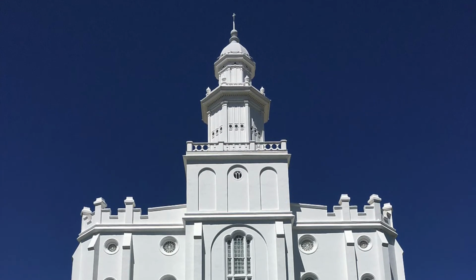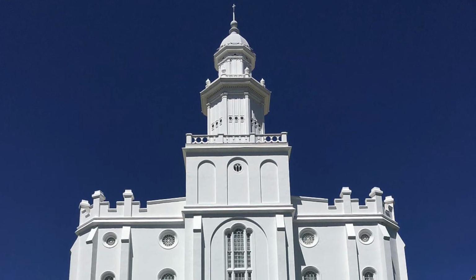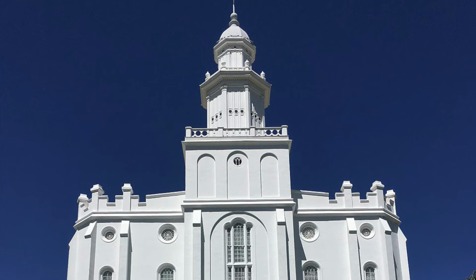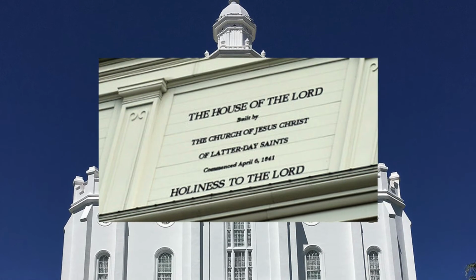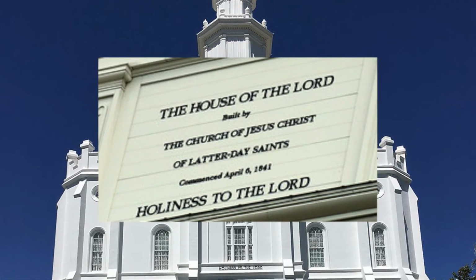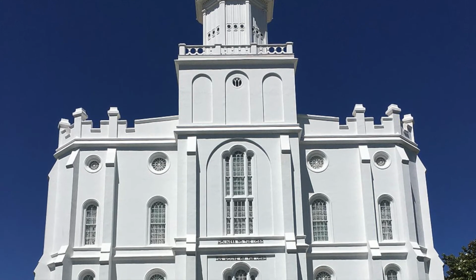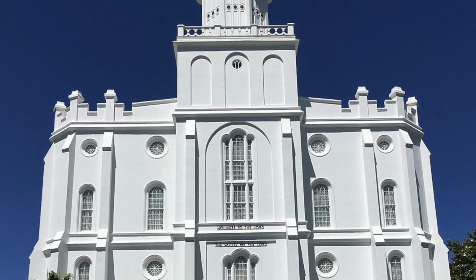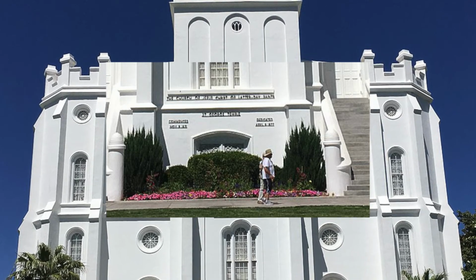The Nauvoo and St. George temples also faced east. The cornerstones of the Nauvoo temple were laid on April 6, 1841. This is commemorated by the inscription on the eastern facade of the new Nauvoo temple. The St. George temple was dedicated on the 6th of April, 1877. The inscription on the eastern facade of the temple records this event.